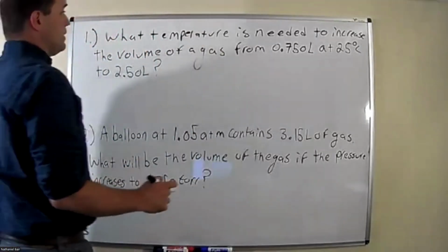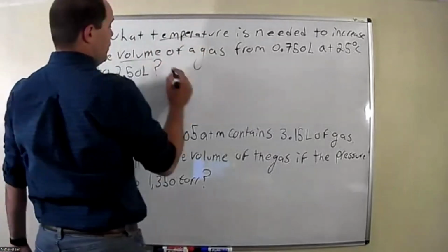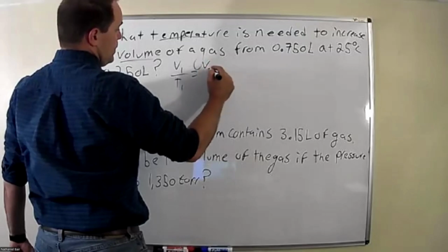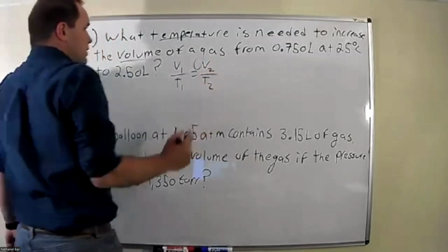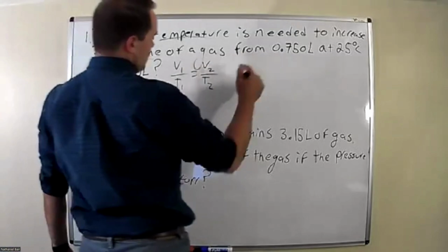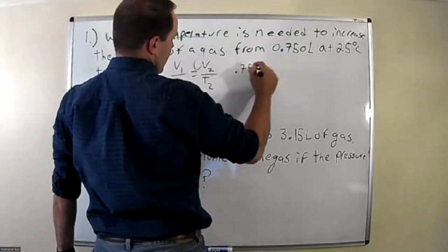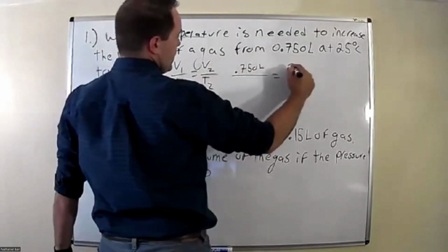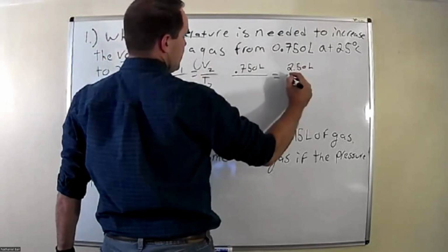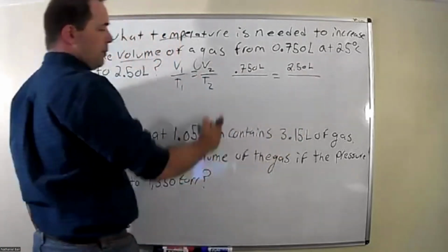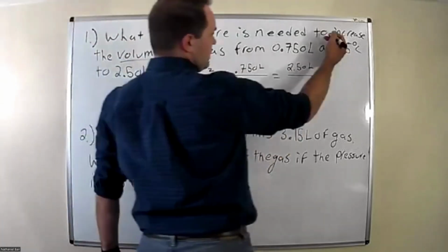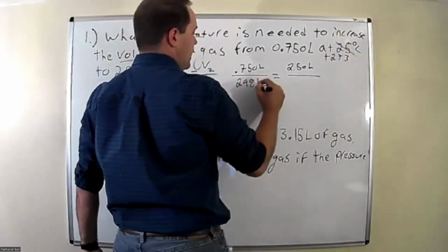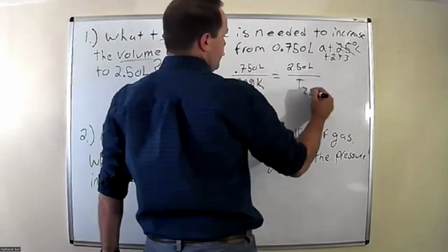All right. This top one's got temperatures and volumes. That's Charles's law, folks. V1 over T1 equals V2 over T2. We got two volumes. So here's our initial volume, 0.750 liters. And our new volume, this thing is expanding to 2.50 liters. So we must be heating it up. We got an initial temperature here. So that's T1, but it's in Celsius. We got to add 273 to that. That's 298 Kelvin. And we're solving for T2.